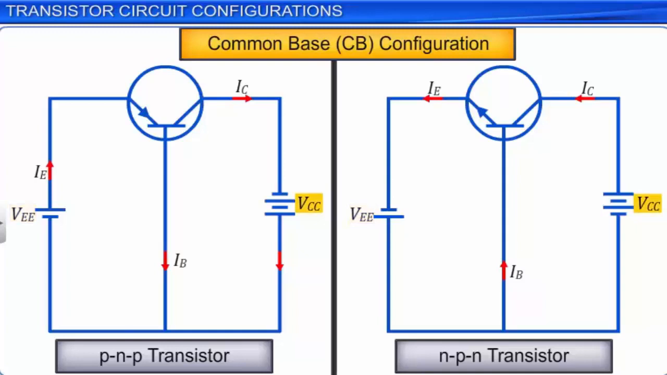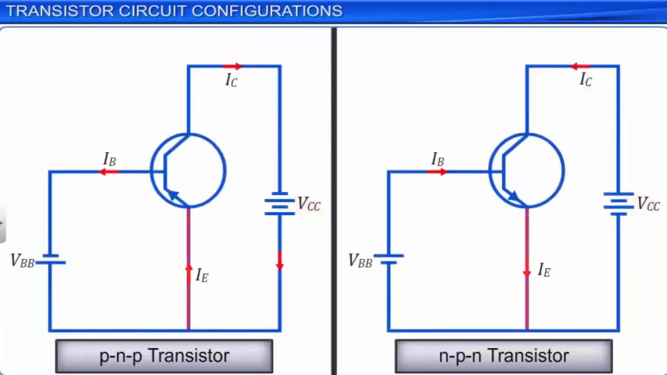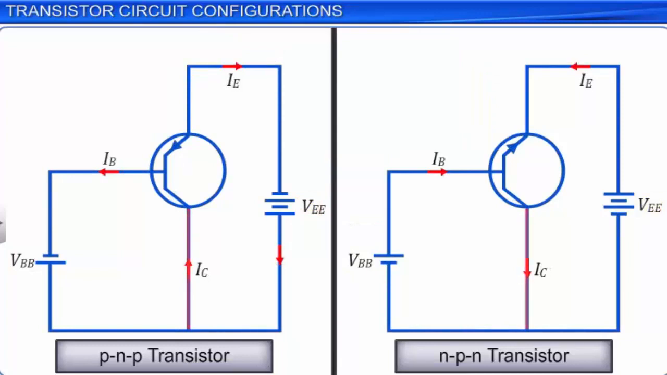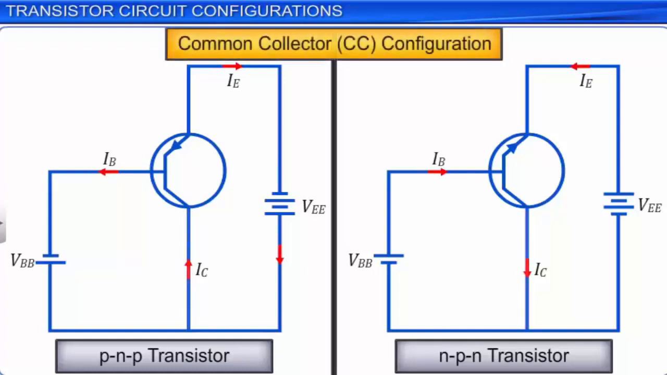When the emitter of a transistor is common to the input and output, the transistor is said to be in the common emitter configuration. In this case, the input voltage is represented as VBB and the output voltage is represented as VCC. When the collector of a transistor is common to the input and output, the transistor is said to be in the common collector configuration. In this case, the input voltage is represented as VBB and the output voltage is represented as VEE.